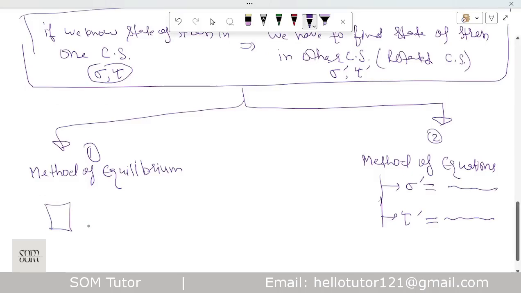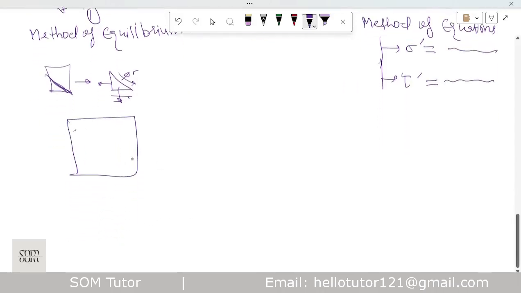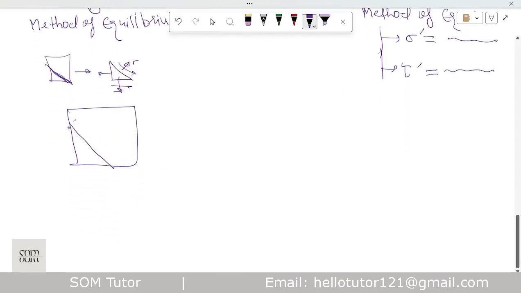So we are going to see, for example, if this is the plane, what the stress is in this direction and what the stress is in this direction, and what the stress is going to be here. That is what we want to find: the state of stress on the oblique plane, or the state of stress in the new coordinate system. That is one and the same thing, because finding stress on the oblique plane or, for example, let me show you like this.